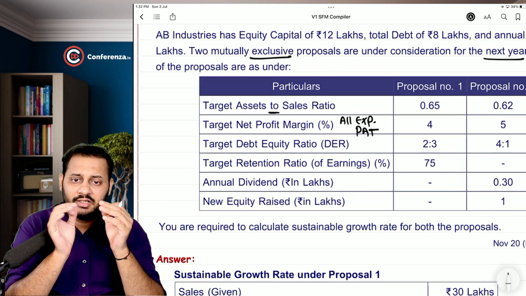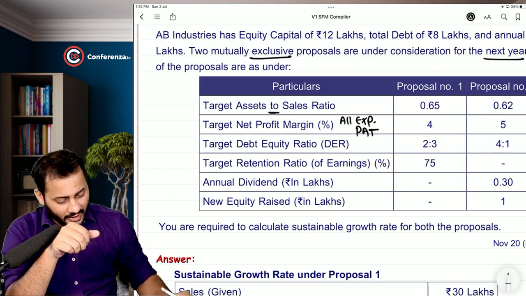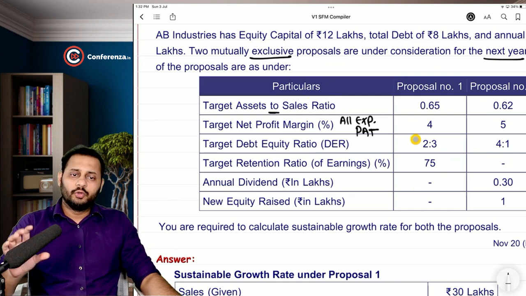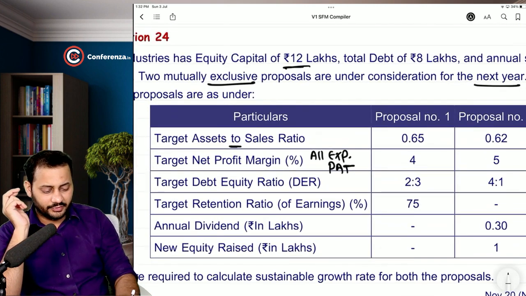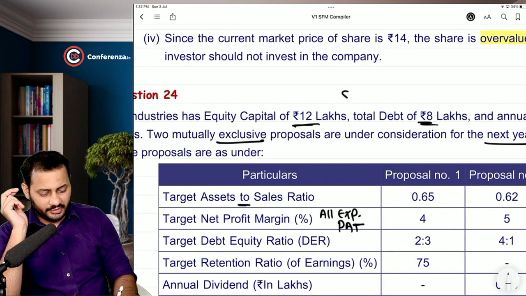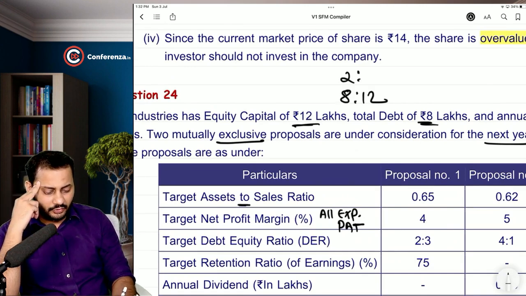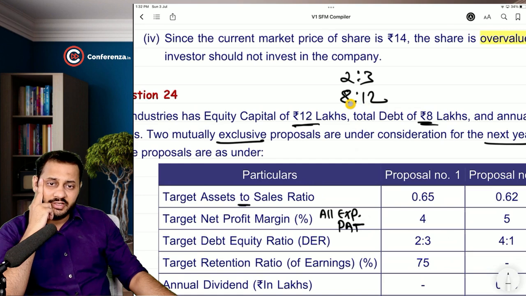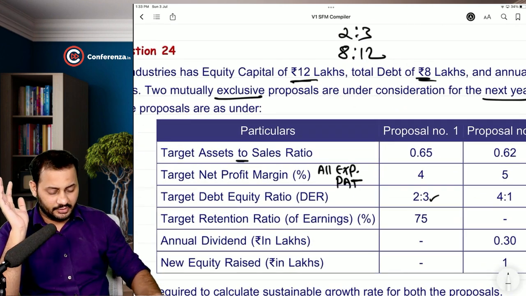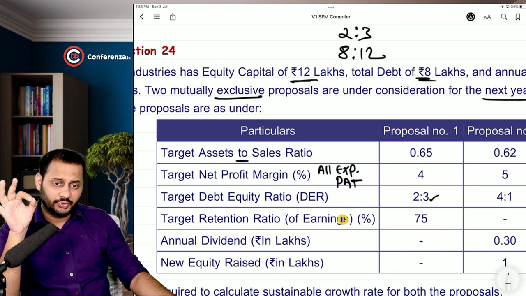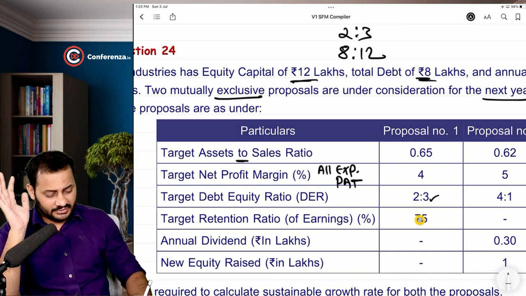Okay. Debt equity ratio. If you have, let's say, 2 rupees of debt in the company, 3 rupees of equity will be there, and exactly this ratio is matching. If you write it in the form of 8 is to 12, it is nothing but 2 is to 3. So the debt of 8 lakhs and the equity of 12 lakhs forms the ratio of 2 is to 3, which is right. Okay. Target retention ratio is 75. That means dividend payout ratio will be 25%. Am I right?